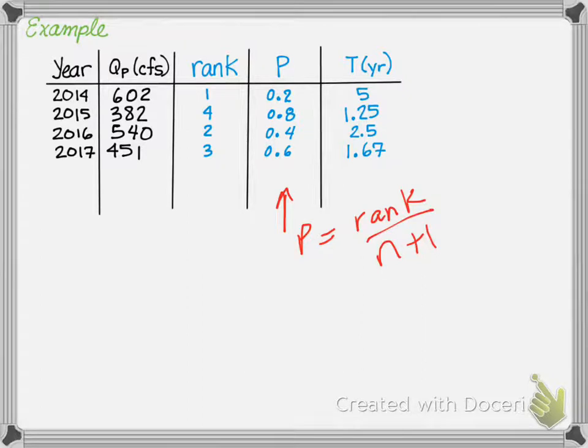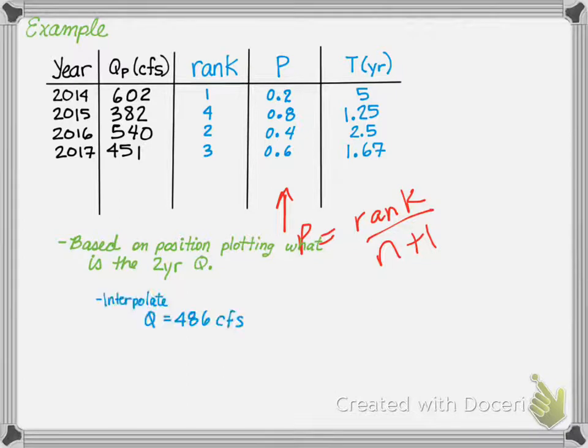If you're having a hard time understanding exceedance probability, think of it this way. It's telling you that there's a 20% chance of getting a runoff event of 602 CFS or greater. There's a 40% chance of getting a runoff event that's 540 CFS or greater. There's an 80% chance of getting a runoff event of 382 CFS or greater. We'll do more examples of this to make it clear. Based on the position plotting, what is that 2-year rainfall runoff event? You'd have to interpolate, and you should get 486 CFS.